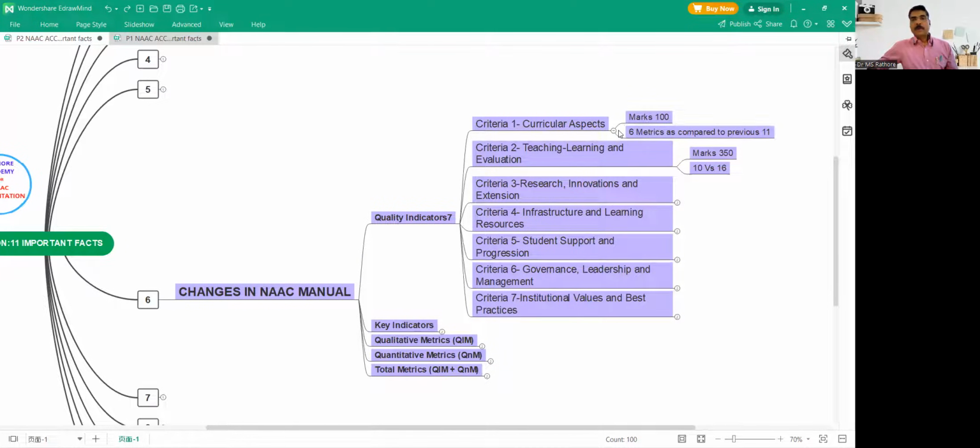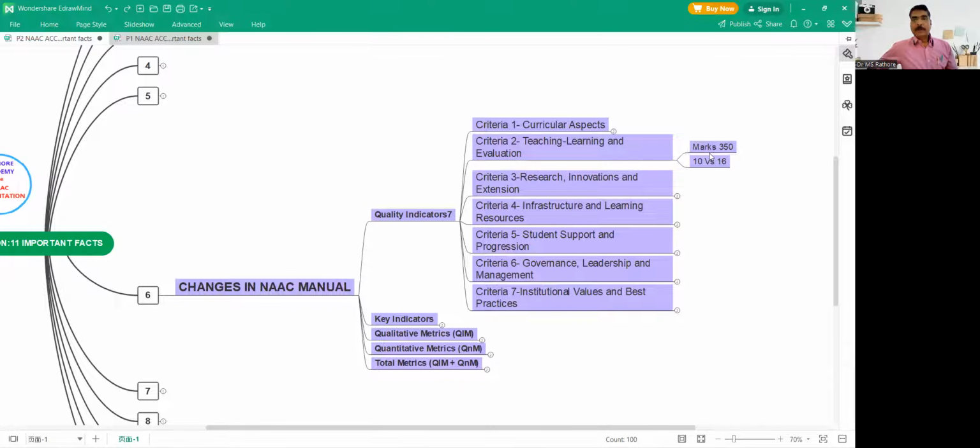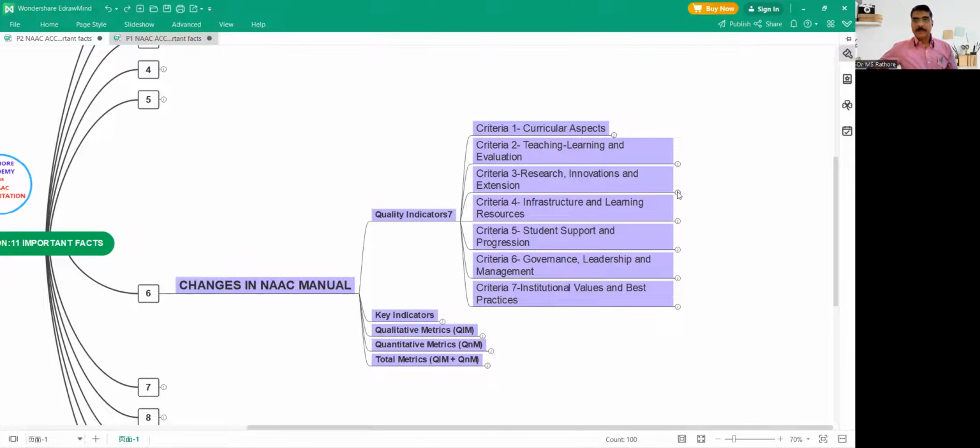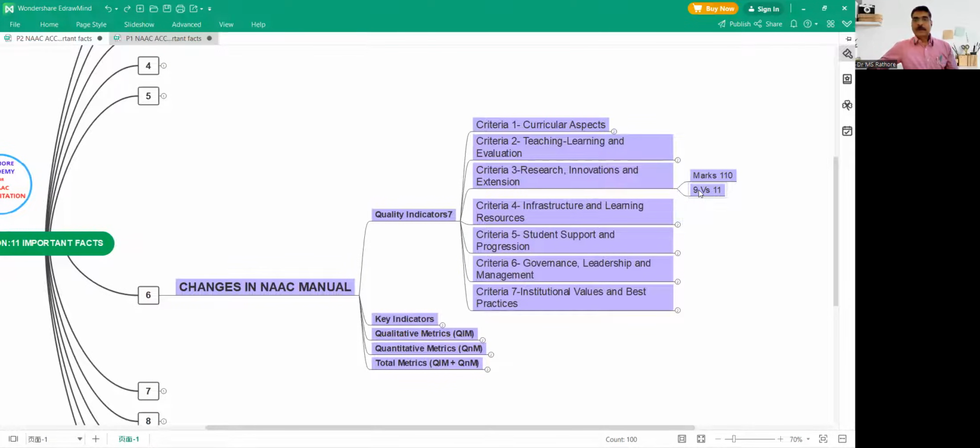In criteria 2, we can see the total marks are 350, and previously there were 16 metrics, and now 10 metrics are there. In criteria 3, the total marks allotted are 110, and previously the metrics were 11, and right now these are 9.